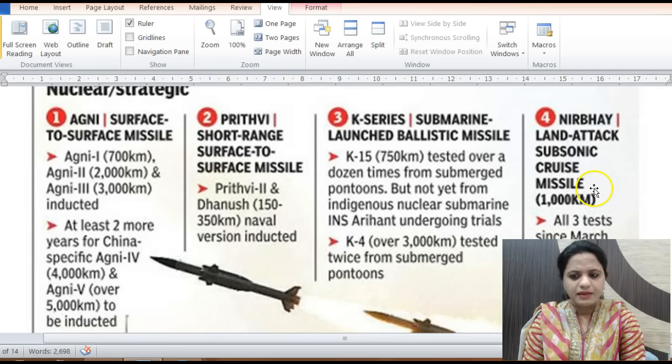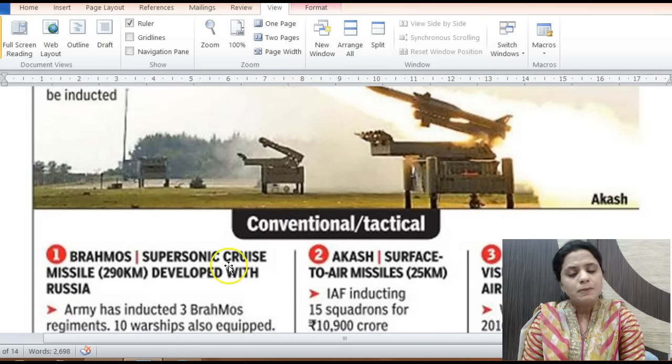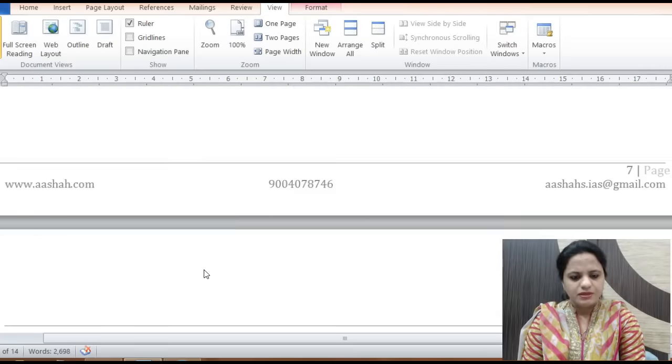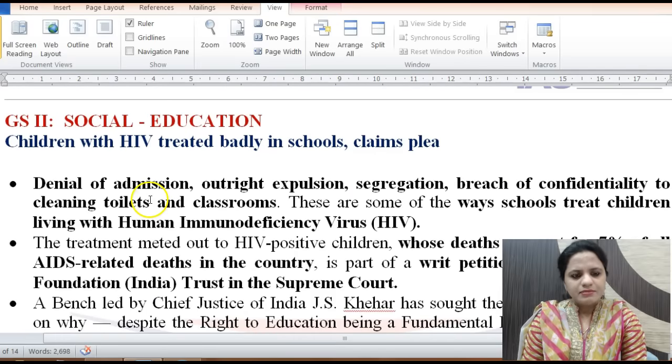Then Nirbhay, land attack subsonic cruise missiles. So subsonic means moving at a speed less than the speed of sound. So sonic means speed of sound. So subsonic. Then as we saw, BrahMos was a supersonic cruise missile. So supersonic means speed more than the speed of sound. So these are various missiles which we have. Then the next news item is children with HIV treated badly in schools claims plea.